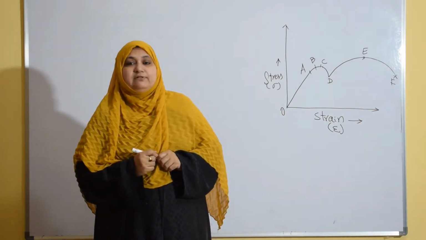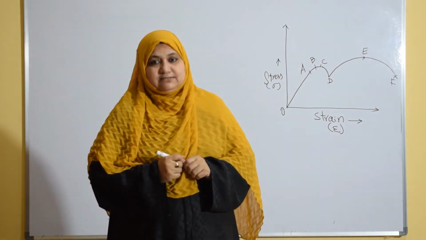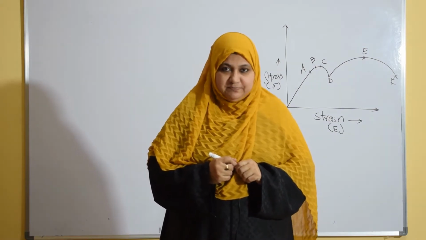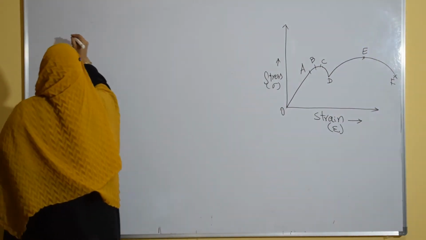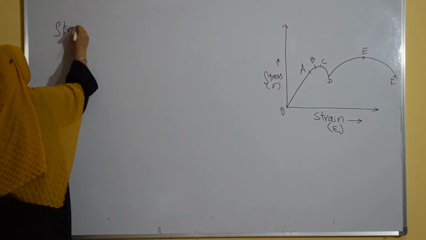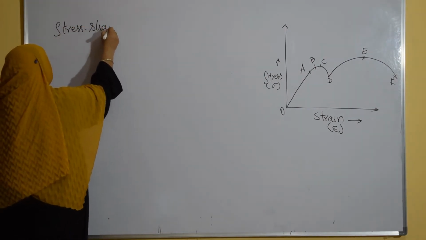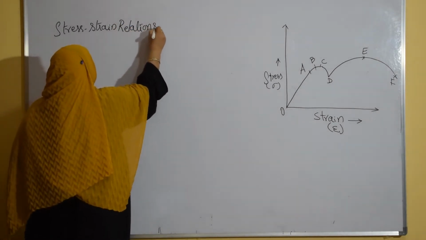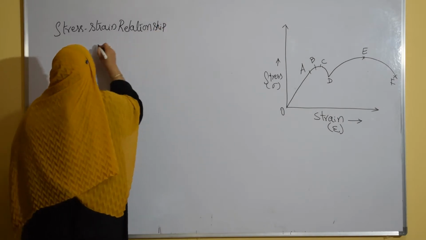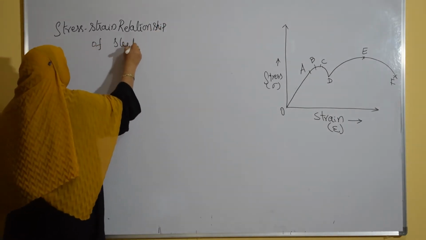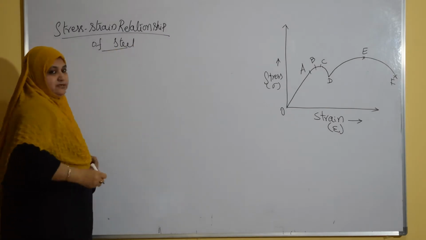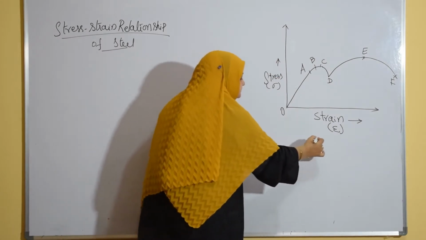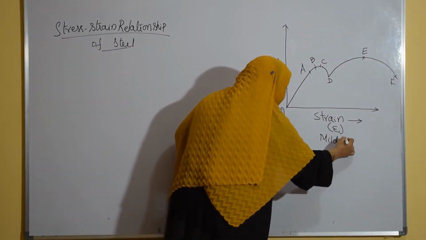So today what we will see is one of the most important characteristics of steel, that is the stress-strain relationship. Stress-strain relationship of steel. In general I am using the word steel, but let us see mild steel. So this is the mild steel stress-strain curve.